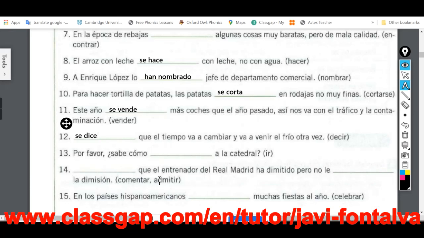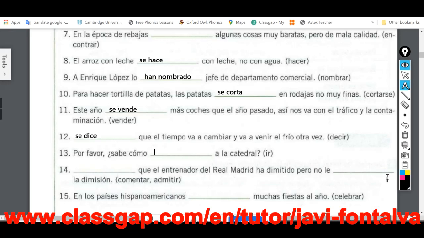Trece. Okay. Por favor, ¿sabe cómo...? So how do I go to the cathedral, kind of? In English you would say, how do I go? You could also say that in Spanish. ¿Sabes cómo puedo ir? Or cómo voy? Okay, cómo voy is also possible. But you also have another option, which is to use the impersonal sentence.